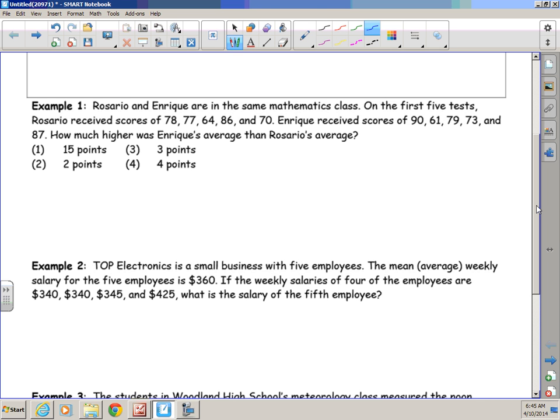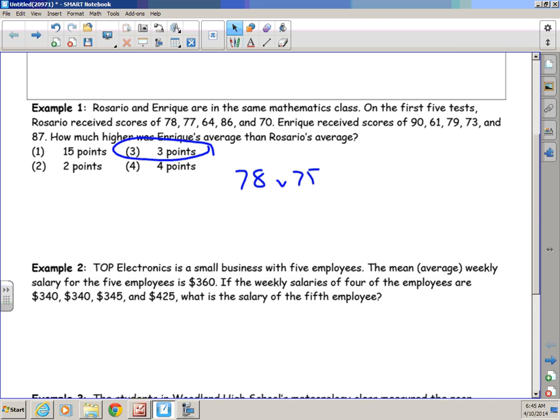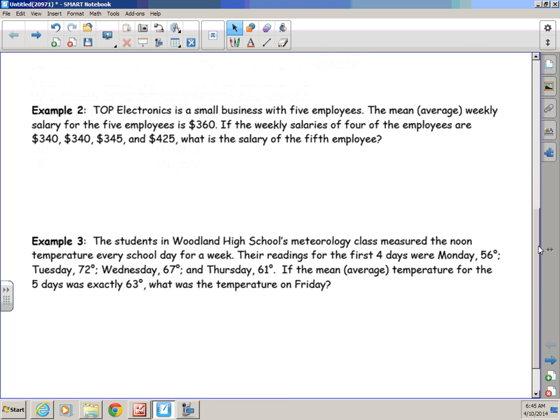Well, the first question really doesn't deal with that. It's got Rosario and Enrique's scores for two tests. How much higher is Enrique's average than Rosario's? And it's a 78 versus a 75, or a 3-point difference. That's just a straight computation of the arithmetic mean. All right, now let's get to the questions we're talking about.